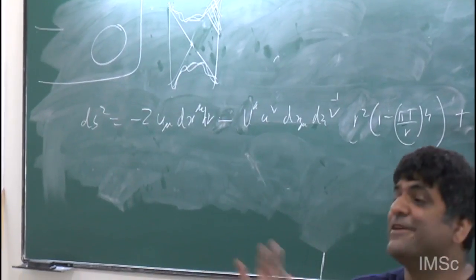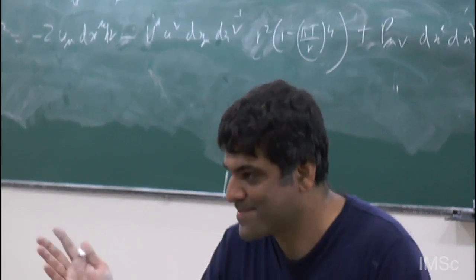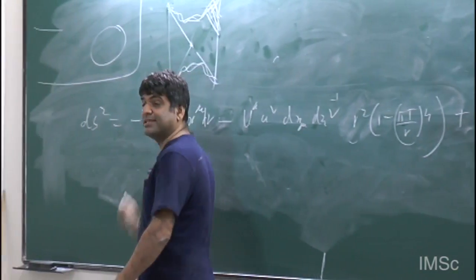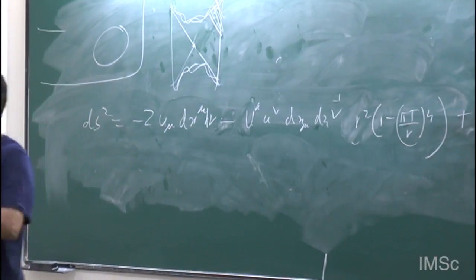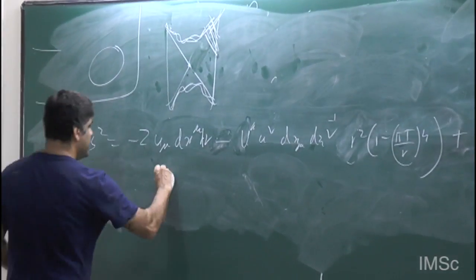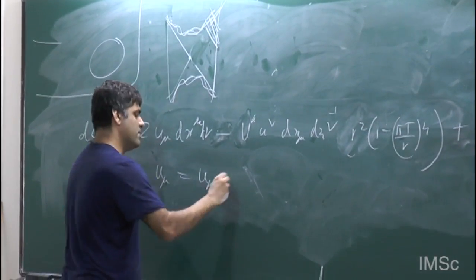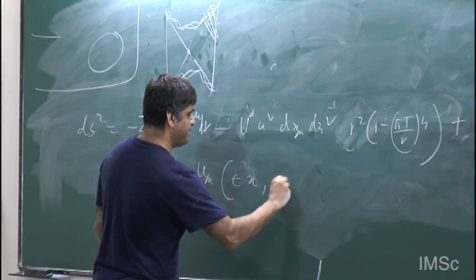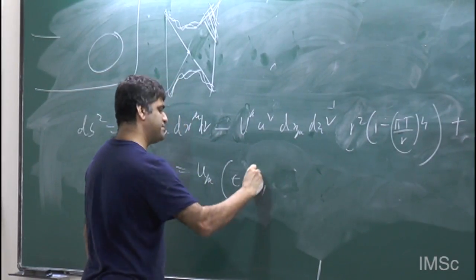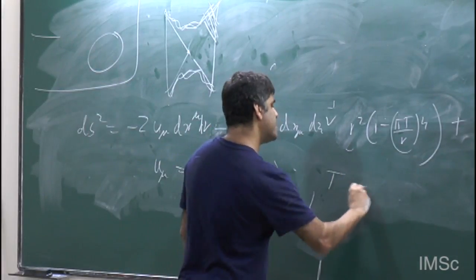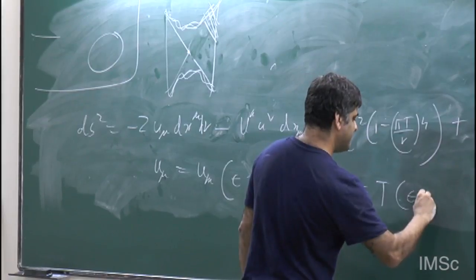However, this is just a configuration, okay? It's not a solution of Einstein's equations. Okay? But we know that it's a solution when the variation goes to 0. So, suppose we take u mu equals u mu as a function of epsilon times x mu. We're working covariantly. And t is equal to t of epsilon times x mu.